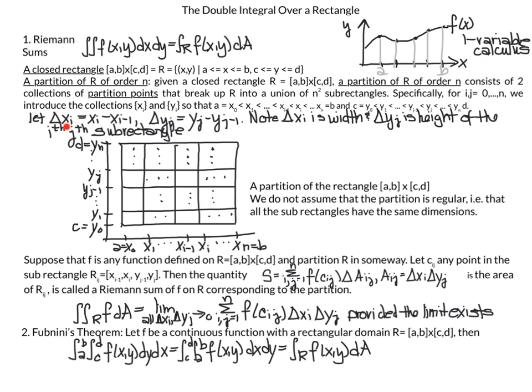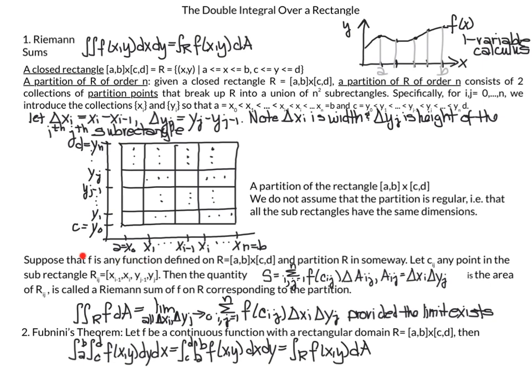So for delta x_i, let's say delta x1, that's going to be x1 minus, in this case, x0. So it's this length here. Whereas for y, if we're looking at delta y1, that's going to be y1 minus y0. So that's this height. What you get then is this rectangle with the width delta x_i and height delta y_i. That's the notation here.